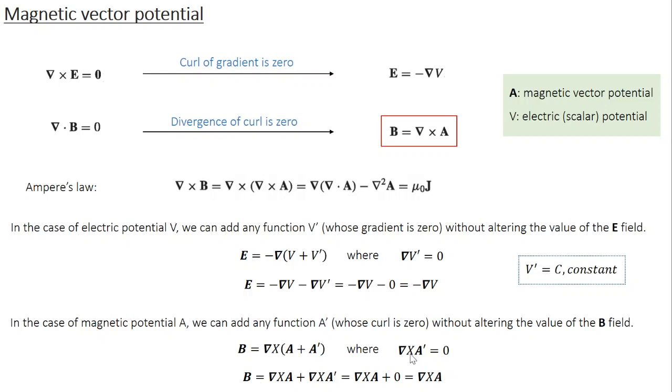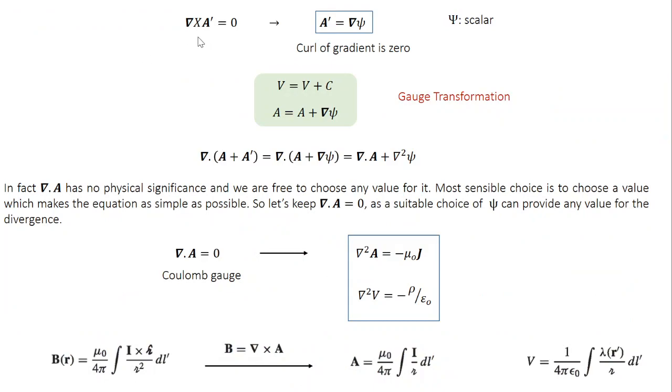Now what is the example of such an A prime function? Curl of A prime equal to 0. I know that from vector analysis, curl of gradient is always 0. So any gradient function could be an example for A prime. So I can write A prime equal to grad psi, where psi is any scalar function.